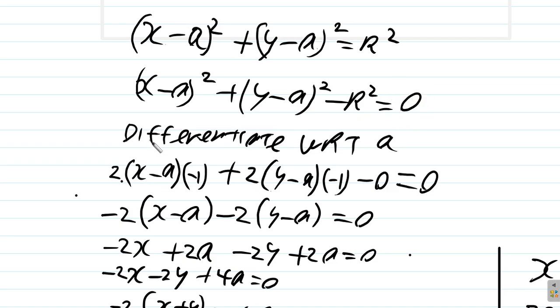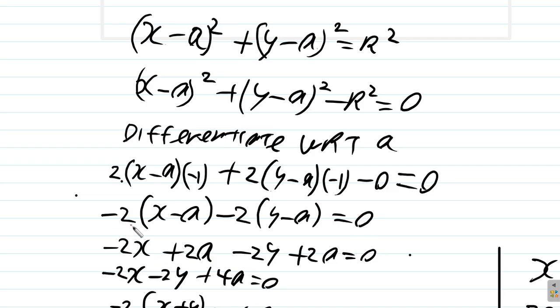Differentiate with respect to a. So using the chain rule, 2 times (x minus a), that's the outside function. The inside function is x minus a. We differentiate with respect to a, we get negative 1, so we multiply by negative 1, plus the same thing here. Bring down the 2 times (y minus a) times the derivative of y minus a with respect to a, which is negative 1. Minus r squared is just a number, so when you differentiate you get 0. So negative 2(x minus a) minus 2(y minus a) equals 0, right?